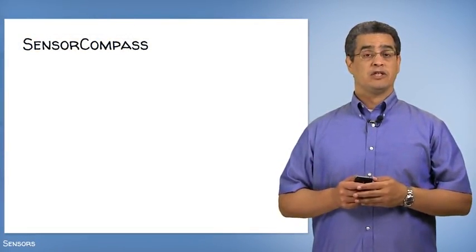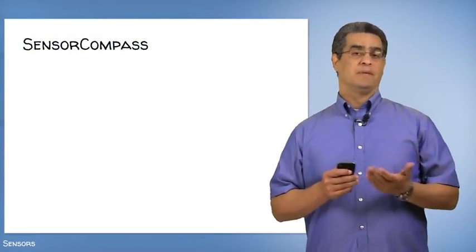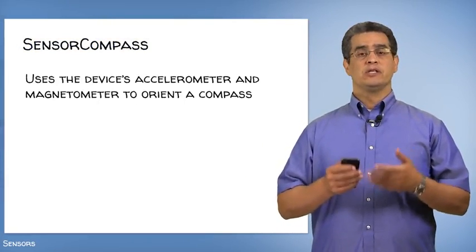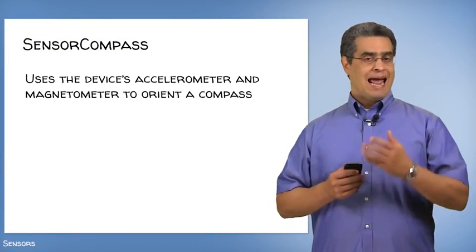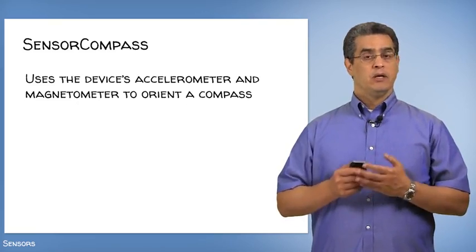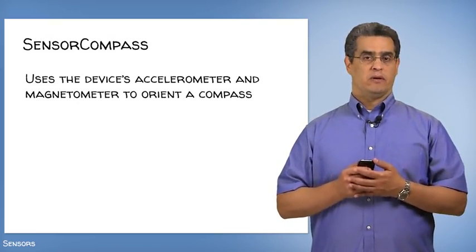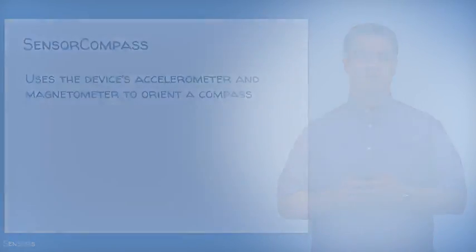This example application is called Sensor Compass. This application uses the device's accelerometer and its magnetometer to orient a compass arrow towards magnetic north.